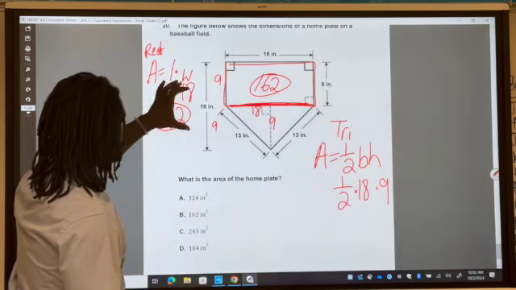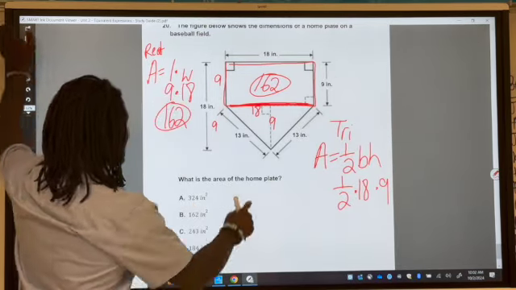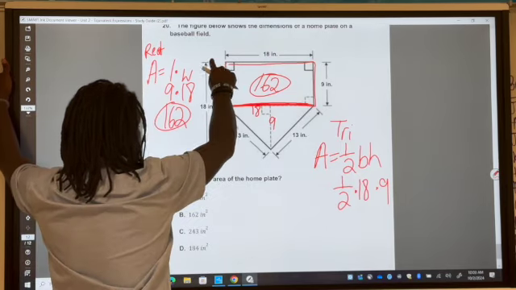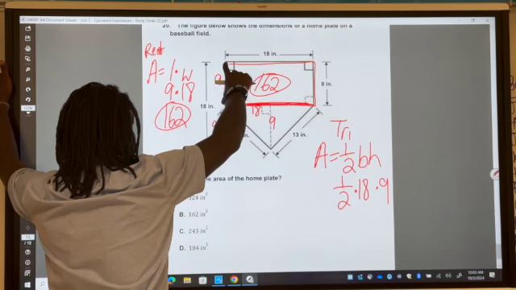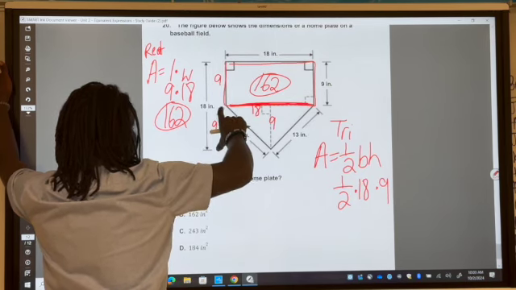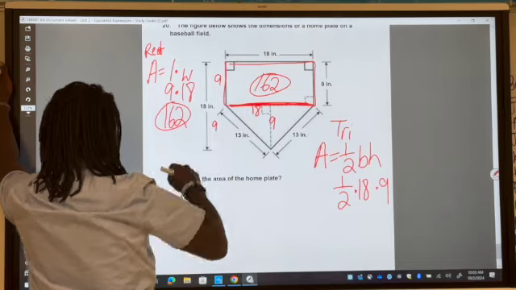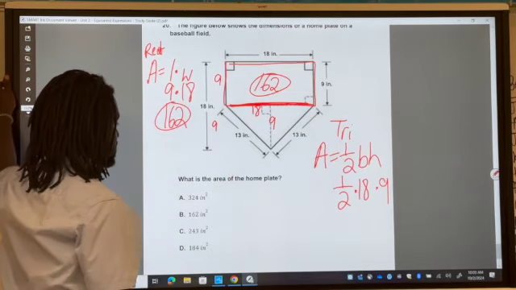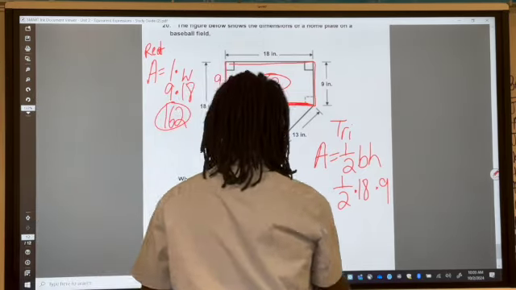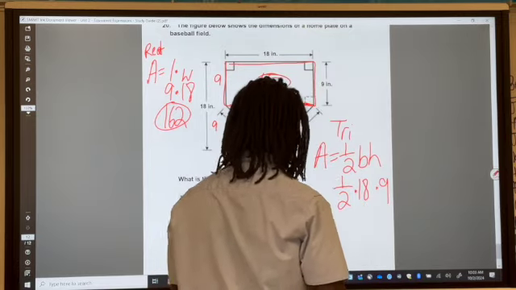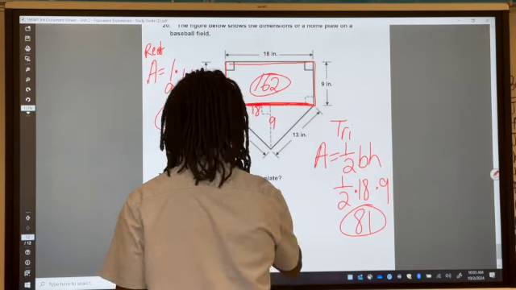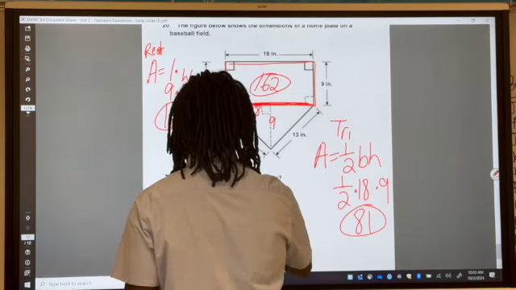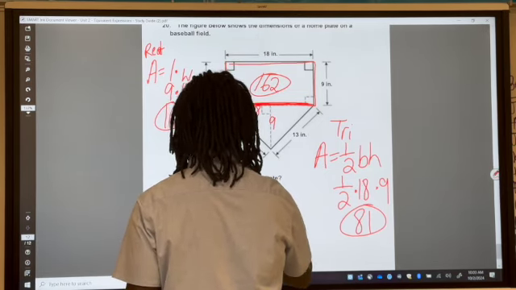Again, I'll try to explain how I got 9 for the height. So the whole thing is 18. This piece of it is 9. So that means what's left over, 18 minus 9, is 9. Okay? And then I do that. Half of 18 is 9. 9 times 9 is 81. Okay, so then we got to add those two. 162 plus 81.